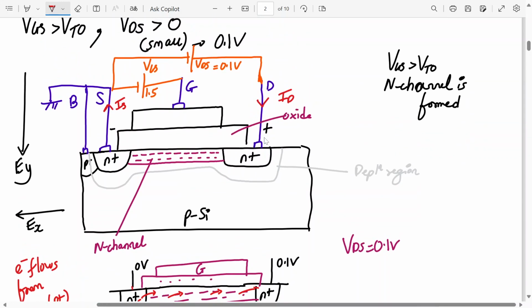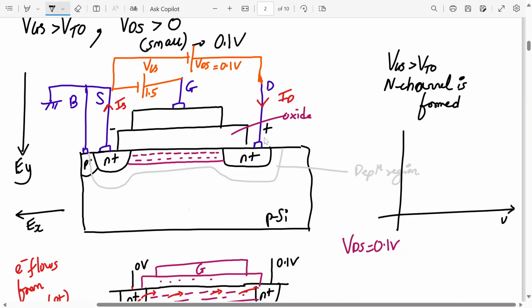I know this is my channel, so let me just mark it separately. Here I am writing something. Now concentrate, please concentrate. We are determining how the characteristics will be, VDS versus ID. How will the characteristics look like? Because here we have applied 0.1 volt. So where will my current be and how will it flow?